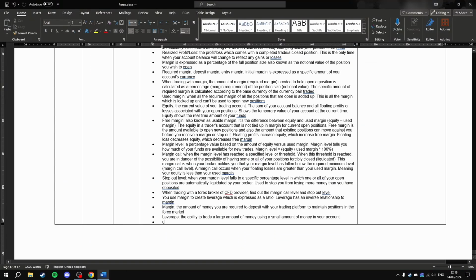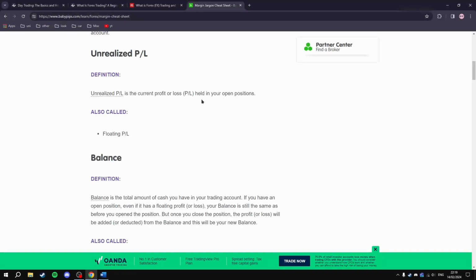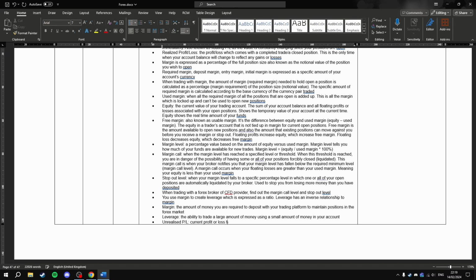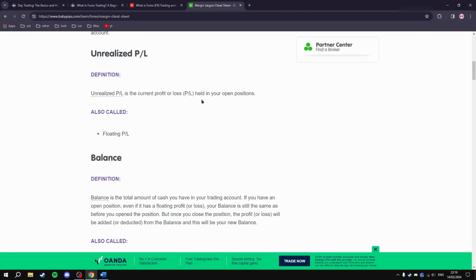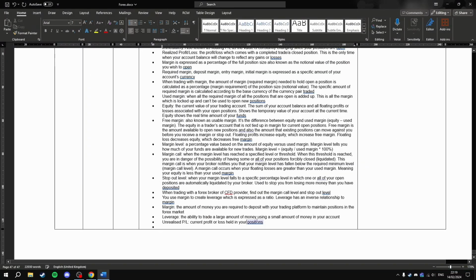Unrealized profit/loss, P/L. Current profit or loss held in your open positions. Also known as floating P/L, floating profit/loss.